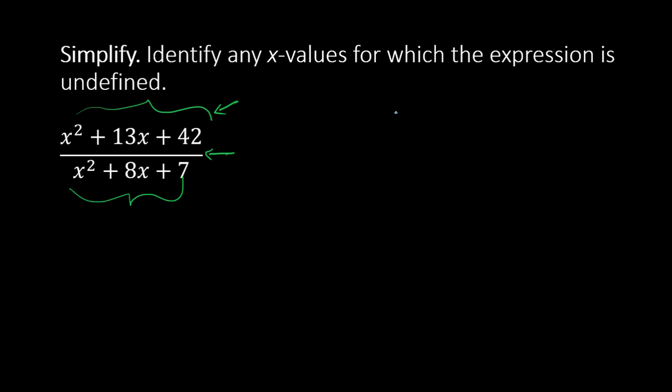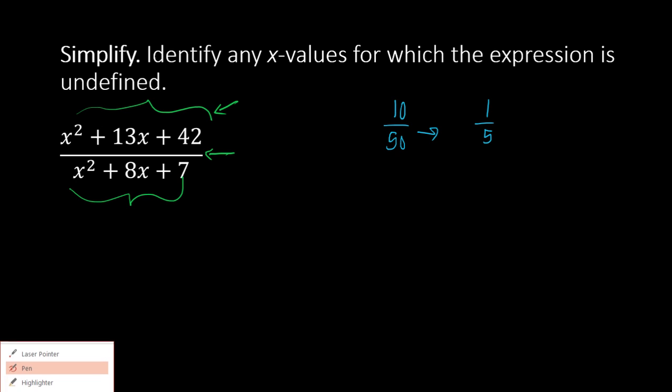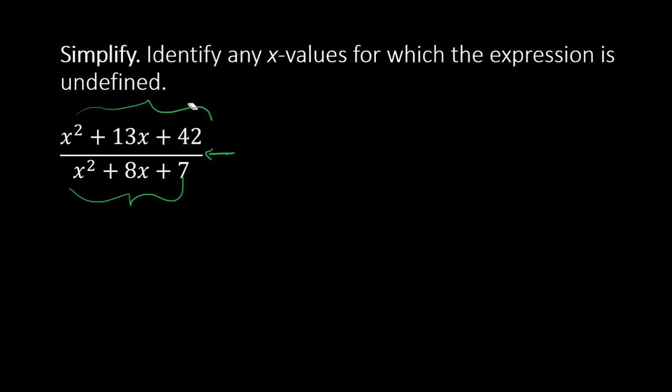I used the example of 10 over 50 and simplified it to 1/5. We're going to take the same approach here. I'm going to factor the numerator, factor the denominator, look for common factors, and then cancel them out. So step 1 is just factoring each piece. So let's start with the numerator. x squared plus 13x plus 42.